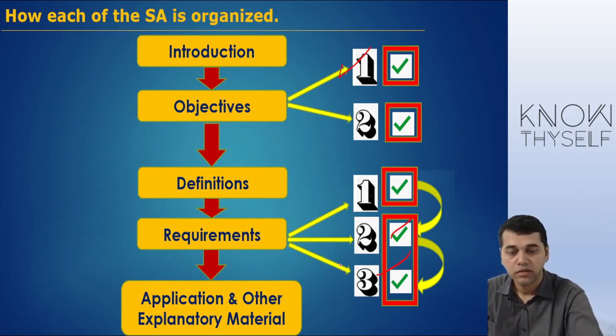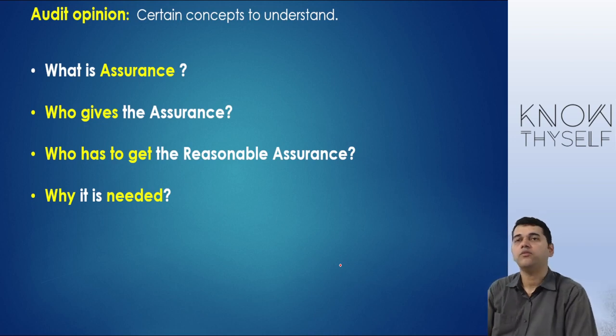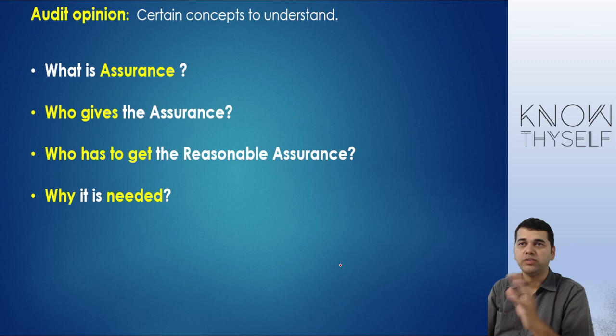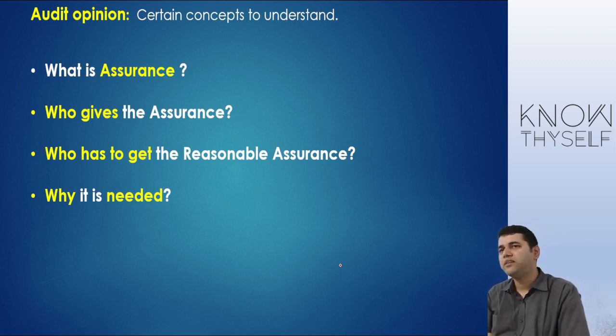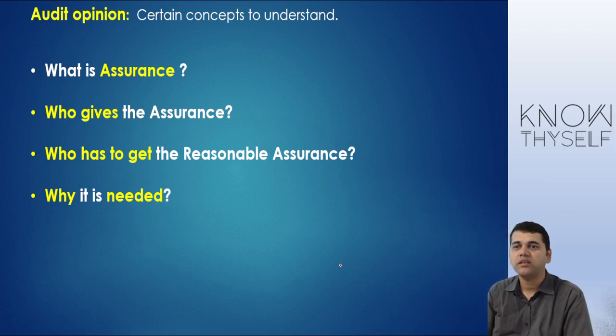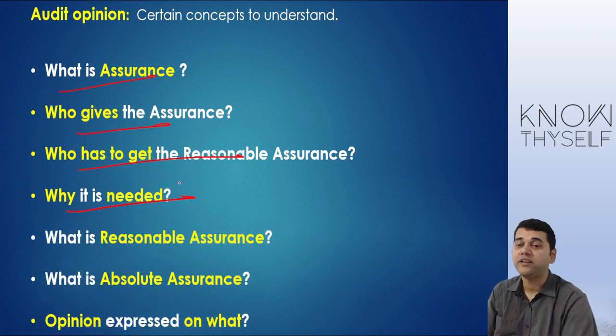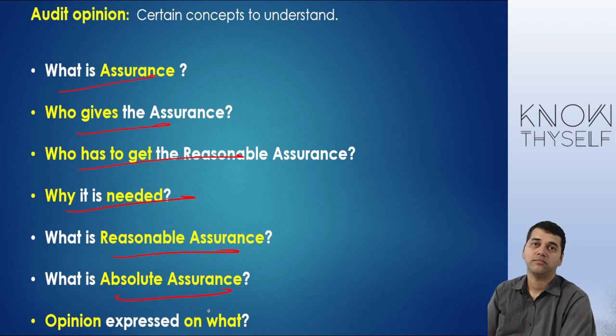Clear, no? Okay. Today we'll just do some basic part. Maybe we can move to the standards in the next class. Certain basic things we'll learn. What is audit opinion? With regard to audit opinion, what is assurance? Who gives assurance? Who has to get the assurance? Why is it needed? What is reasonable assurance, absolute assurance, and opinion expressed on what? Which we have learned already, correct?